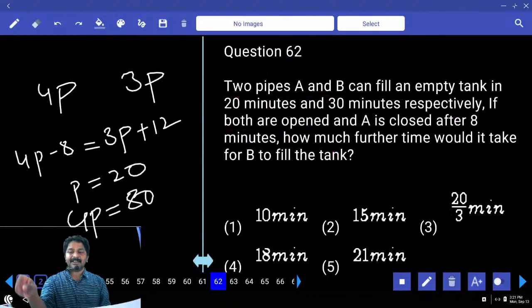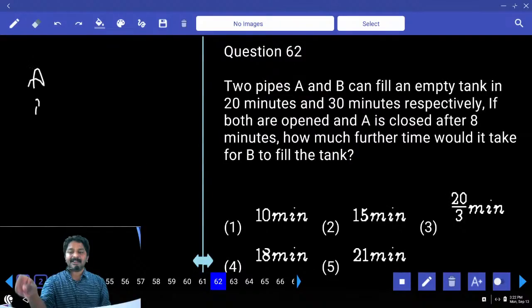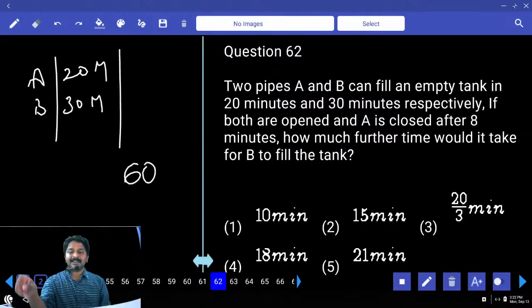Next. 2 pipes A and B can fill a tank in 20 minutes and 30 minutes respectively. So A and B can fill the tank in 20 and 30 minutes respectively. Go for LCM, which is equal to 60 units. A can do 3 units, B can do 2 units. Together they can do 5 units.